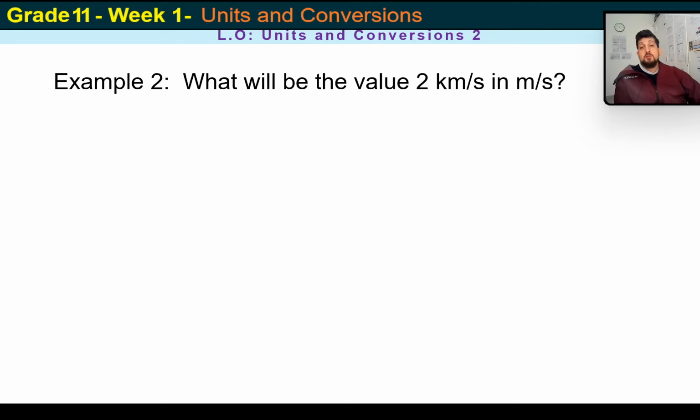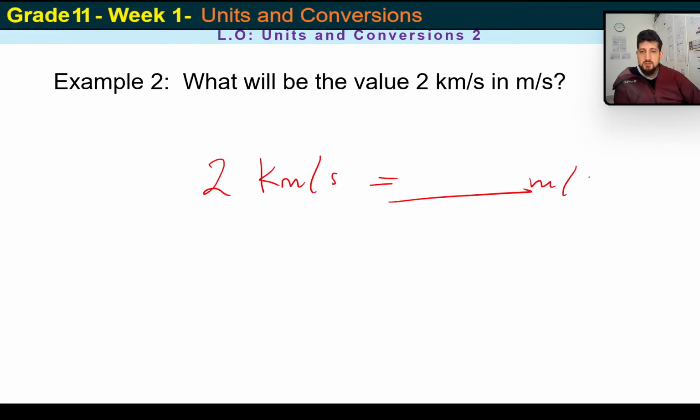What will be the value of 2 kilometers per second to meters per second? Now, please read the question carefully. It's not per hour, it's per second. So 2 kilometers per second to meters per second. Well, that's in second, that's in second. Kilometers per second, it's just 2,000. Easy.